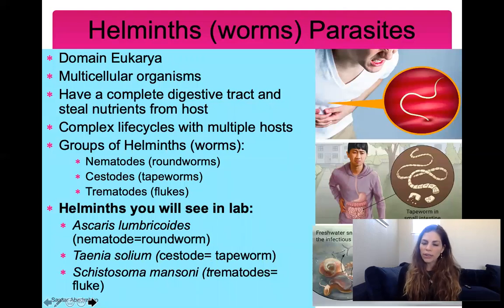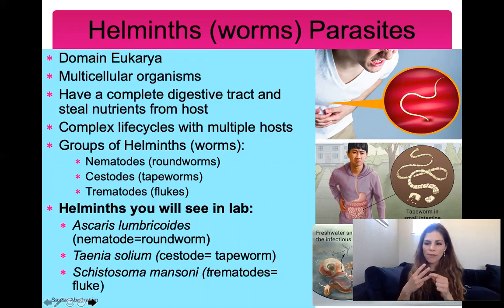These are multicellular organisms, so Helminths or worms have many cells that make them. Worms have a complete digestive tract and steal nutrients from their host. That's how they're able to grow and reproduce. They have complex life cycles, and they can have multiple hosts. There's 3 groups of worms or Helminths I want everyone to know. There's nematodes, cestodes, and trematodes.